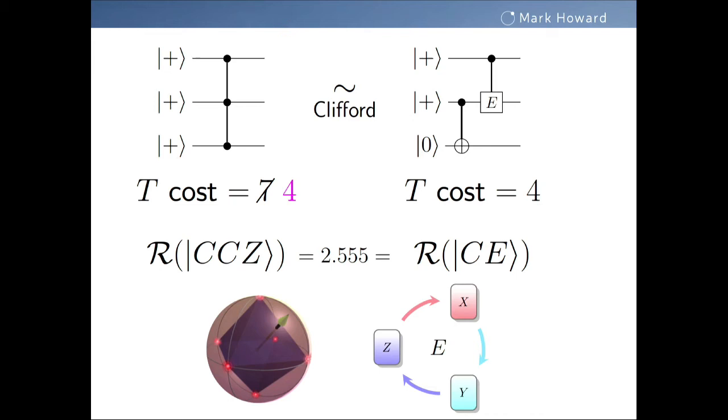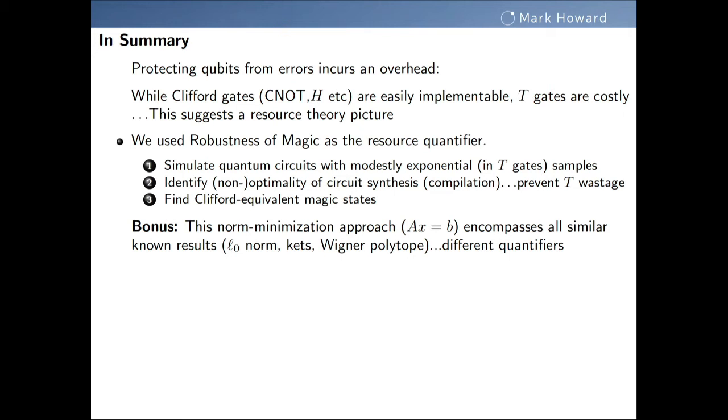Okay, so in summary, protecting qubits from errors incurs an overhead. And in some sense, the Clifford stuff is easy. The T gates are costly. And so naturally, we have this resource theory picture. And we have the three applications of this resource theory. So simulating quantum circuits, explicit simulation schemes that had overhead that wasn't too bad.